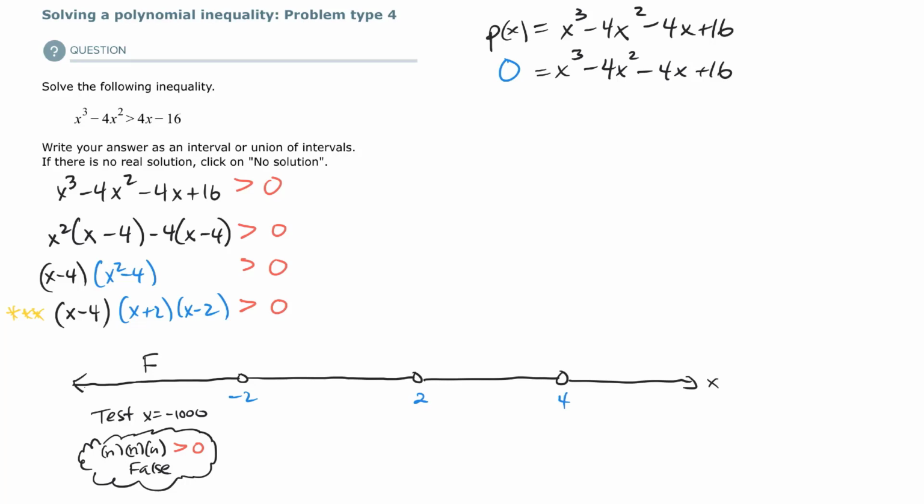How about this? What number are you going to test between -2 and 2? What's a good number to pick in here? It looks like an egg. What number are you going to pick here? You're going to test x equals 0. I mean, you could pick 1 and 9/10, I guess. If you want to make your life difficult, go for it. But you want to test x equals 0 there. And once again, we're going to test the factored form of the polynomial. We get a negative, we get a positive, and then we get a negative. And we want to know, is that greater than 0? And the answer is true.